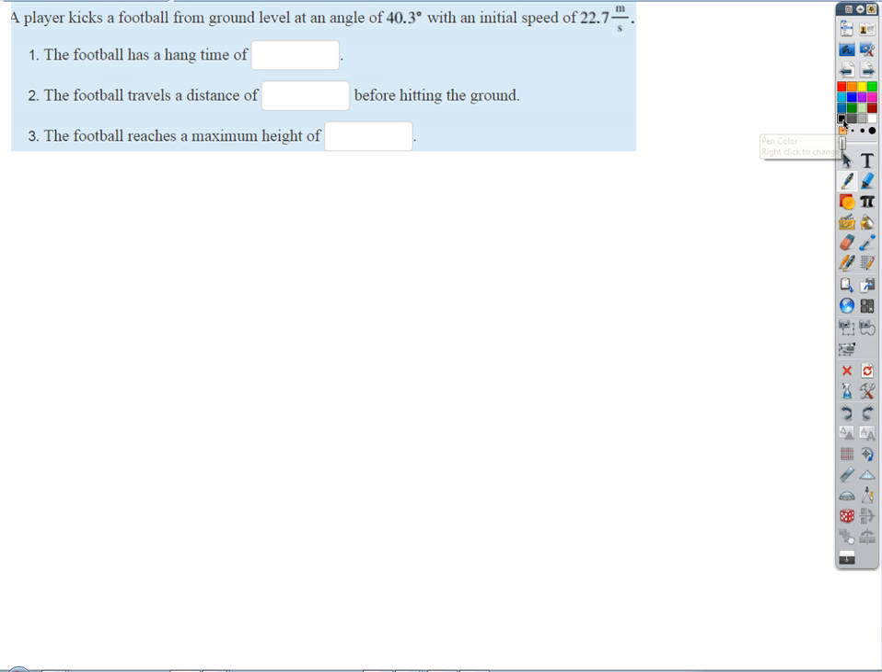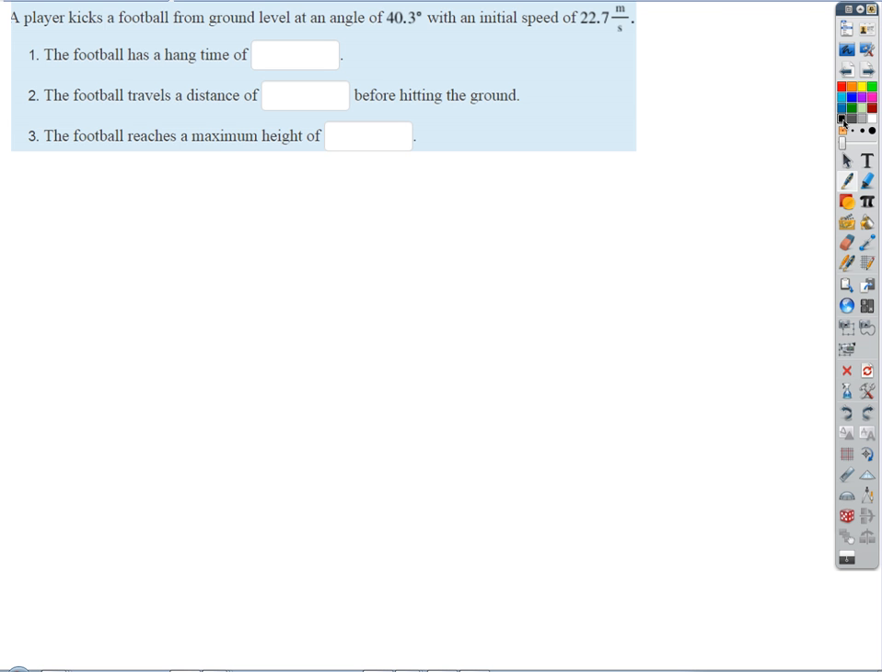We know that we're kicking the football. Once it's in the air, there's only one force acting on the football: gravity. It acts straight down, right? But we need to be able to break this thing up into X and Y components.